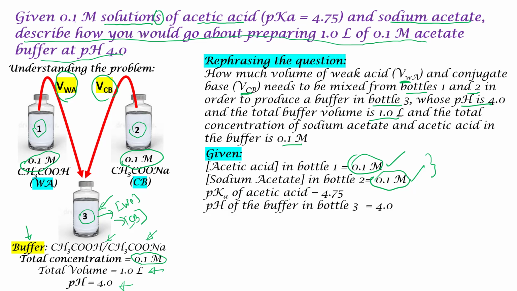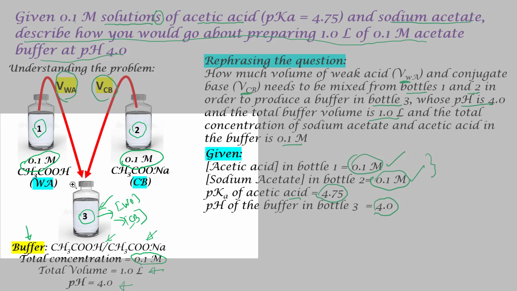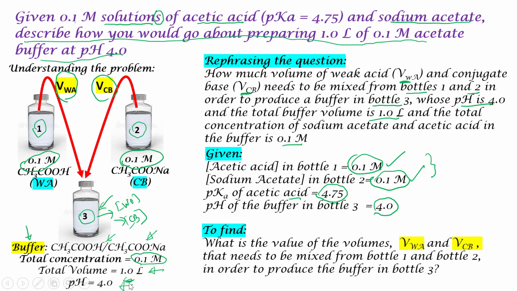We're going to use acetic acid to make the buffer. So the pKa for that acetic acid is given. And then it's also saying what the final pH should be for the buffer in bottle number 3. In bottle number 3, our pH has to be 4, which is given over here. Okay, so that's given.